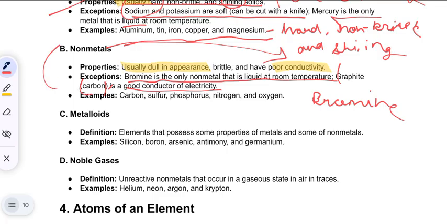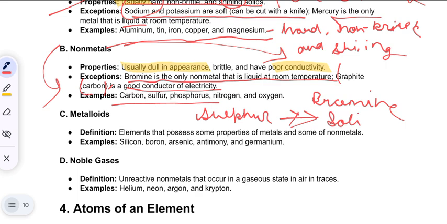Now, examples of non-metals: carbon, sulphur. The spelling was written wrong here, it will be sulphur. It is a non-metal which exists in solid state. Now metalloids. Metalloids are elements that possess properties of both metals and non-metals. Examples are silicon, boron, arsenic, antimony, germanium.